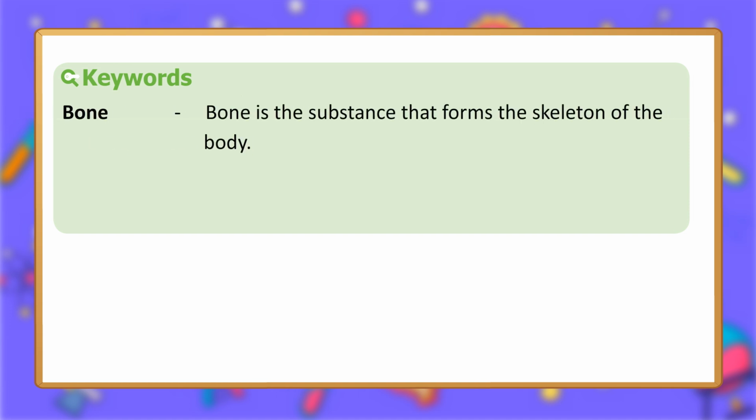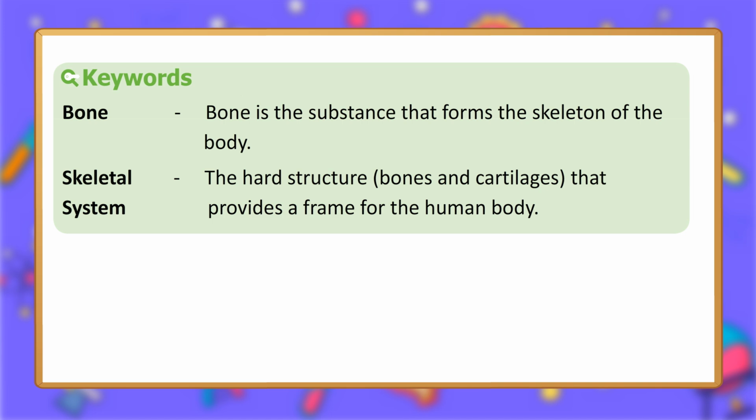Keywords. Bone. Bone is the substance that forms the skeleton of the body. Skeletal system. The hard structure, bones and cartilages, that provides a frame for the human body.